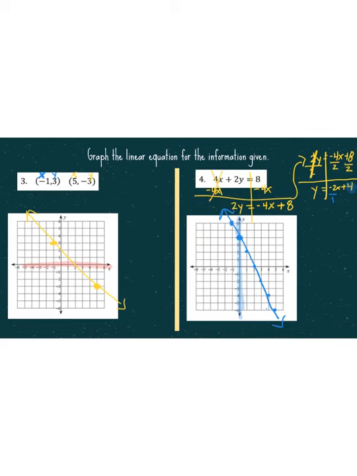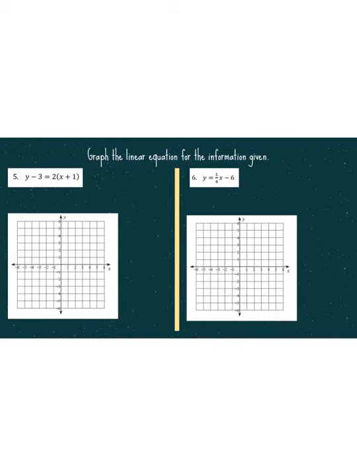And that one's done. All right, let's look at number 5 here. Number 5 says y minus 3 equals 2x plus 1. Remember, when you have a 2 outside, you have to first distribute that 2 to the x and to the 1. Okay, so on the left side, I still have y minus 3 equals 2 times x is 2x plus 2 times 1 is 2.